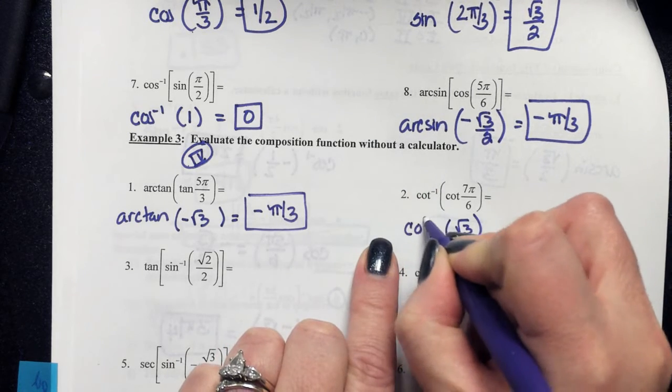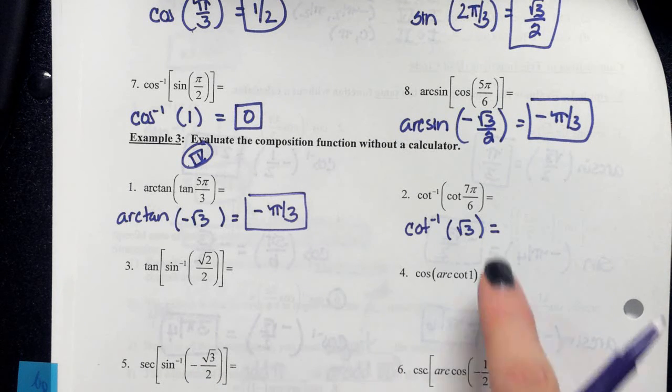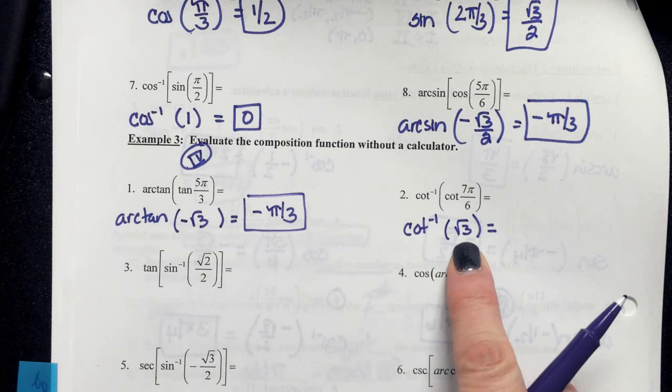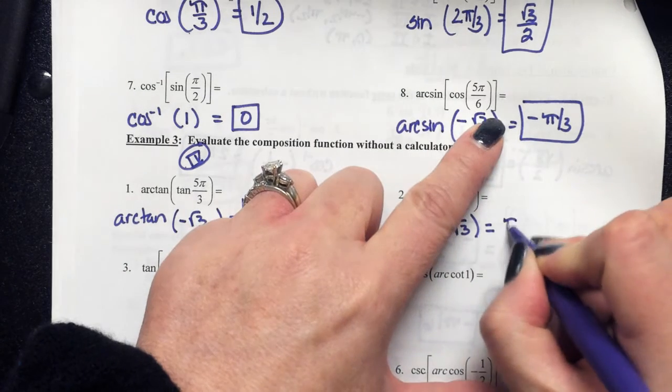And now the inverse cotangent of √3. So again, inverse cotangent, you're in 1 and 2. So since this is positive, you're going to be in quadrant 1. So what's the angle in quadrant 1 that has a cotangent value of √3? pi/6.